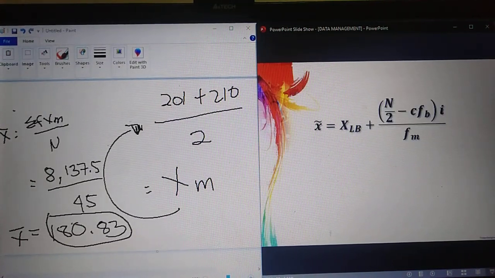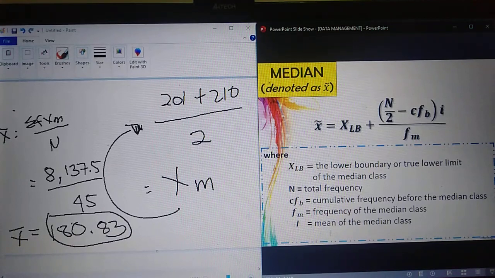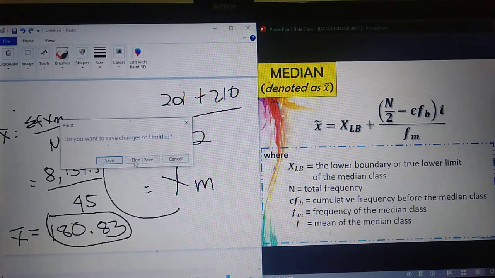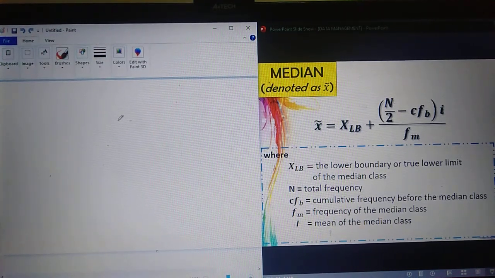Ayan. So now, let's proceed to median. Yan yung formulas natin. And then, ayan. May XLB na tayo dyan. Okay. Median. We have the formula.